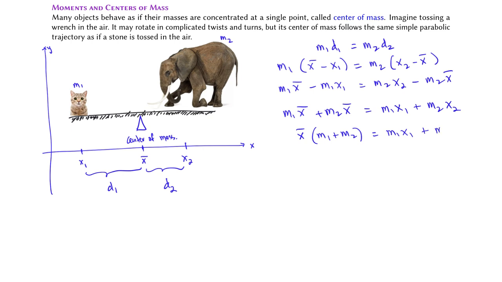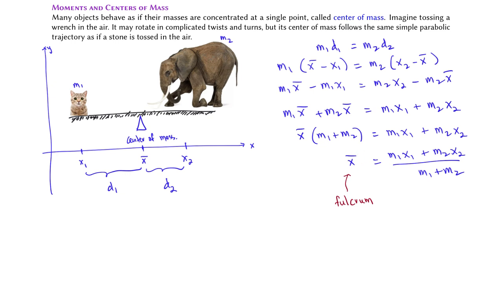We then isolate x bar because that is what we're after. We're looking for the center of mass x bar. And so x bar is m1 x1 plus m2 x2 over m1 plus m2. m1 plus m2 is the total mass. m1 x1 is called the moment. m2 x2 is called the moment. x bar is also called the fulcrum.